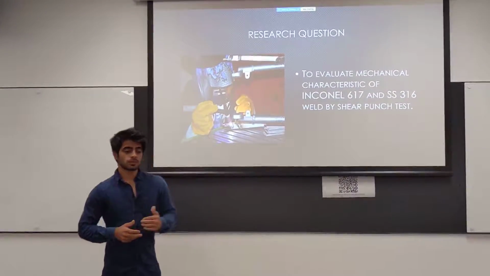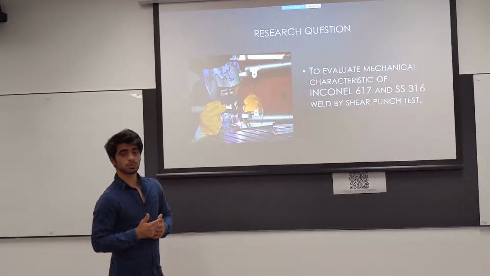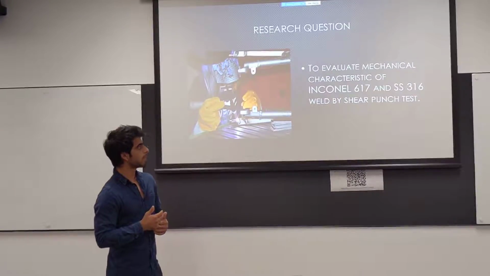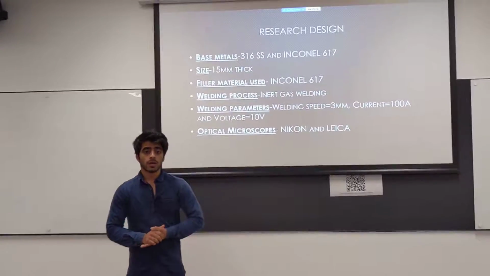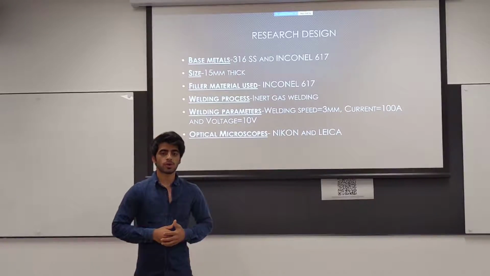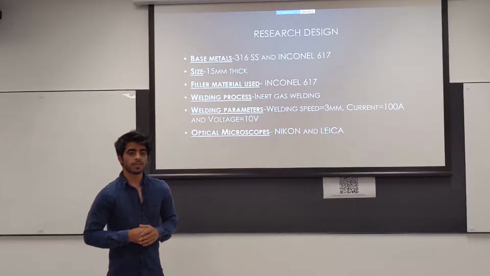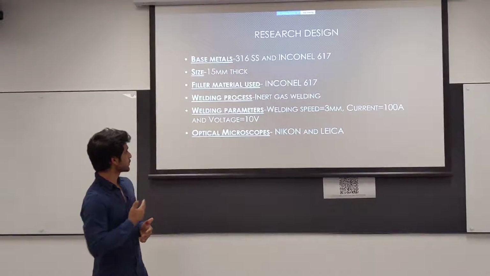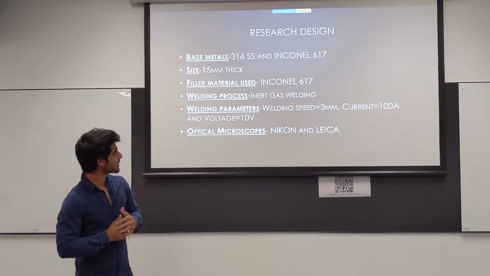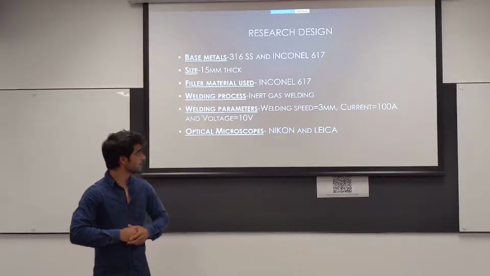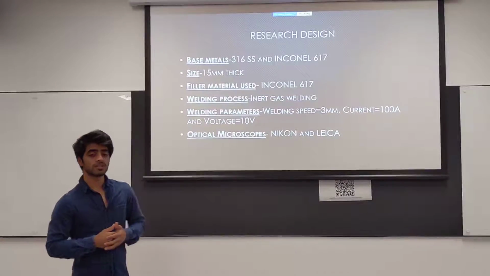Research question. So let's get to the research question. As I said earlier, my research question is to evaluate the mechanical characteristics of Inconel 617 and stainless steel 316 weld by shear punch test. So let's get to the research design. The base metals I used are 316 stainless steel and Inconel 617 of specific thickness, size of 15 mm. And the filler material used to join these metals is Inconel 617. The welding process uses inert gas welding, and the welding parameters specified are welding speed of 3 millimeter, current of 100 amperes, and a voltage of 10 watts.